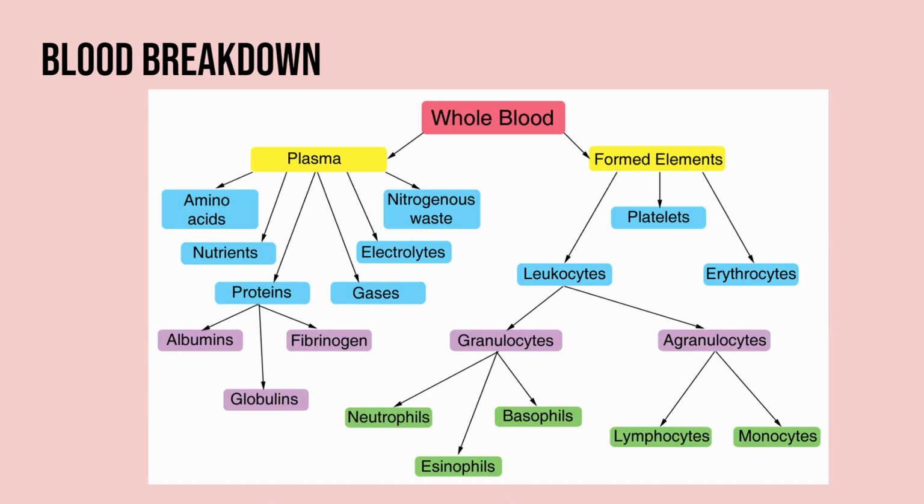So here's the main breakdown of components of blood. There's the plasma, which is mostly water, but also has some important proteins, and it includes the gases. And then the formed elements are leukocytes, which are the white blood cells. And you get more into that in lab, the different types of leukocytes, like the granulocytes, agranulocytes. Not as important in lecture, but there's the breakdown of those two categories at the bottom of the screen. Then you have platelets, which are involved in hemostasis, and erythrocytes, which are the red blood cells.